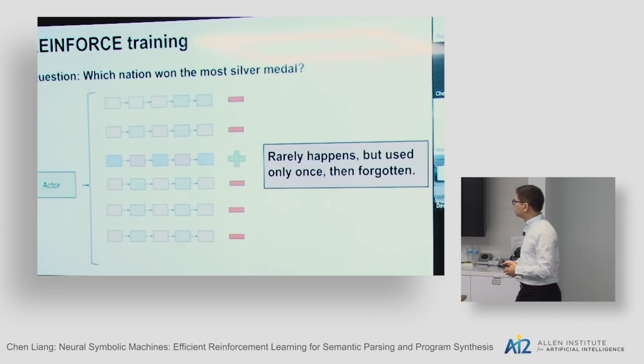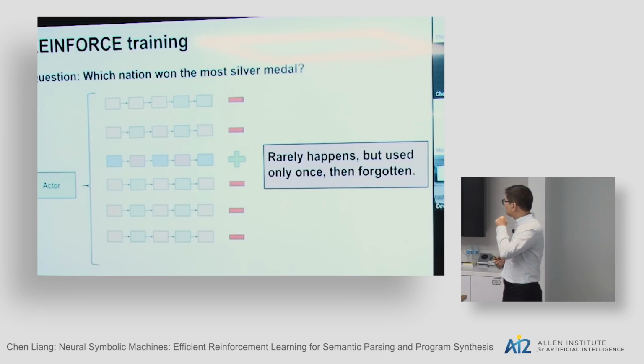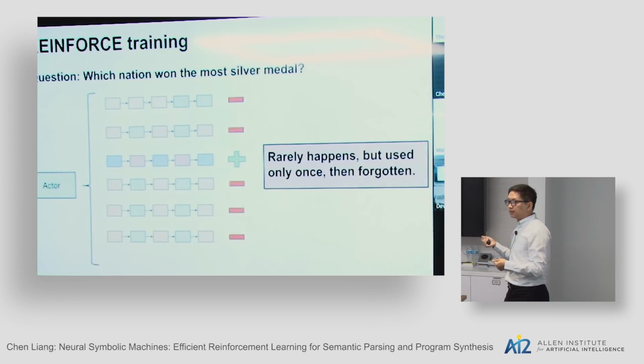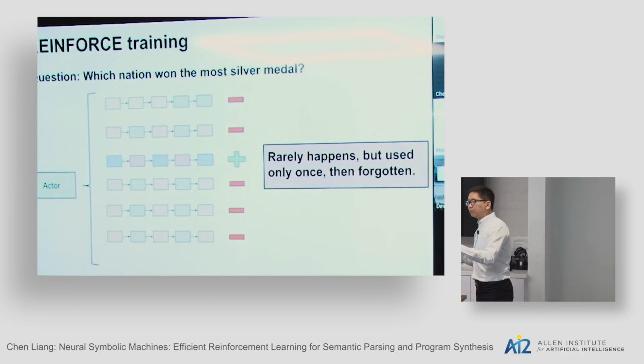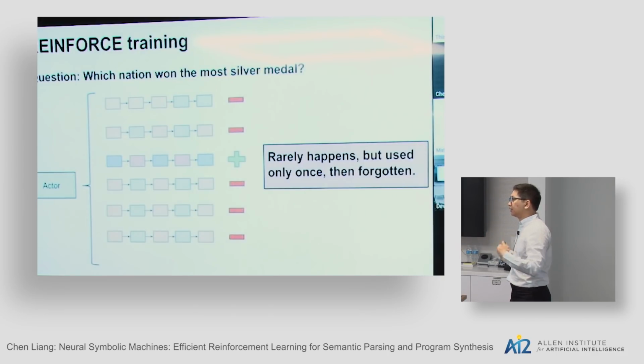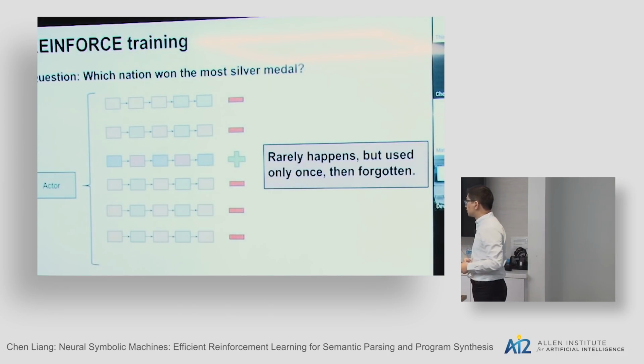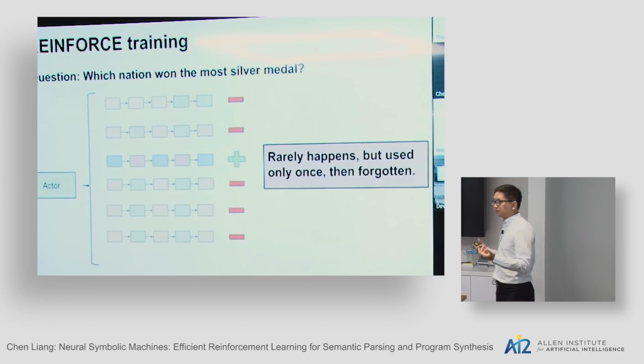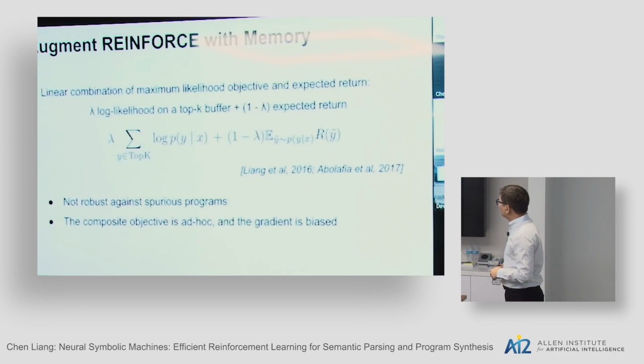And what's more problematic is, even if in one iteration the model got lucky and you sampled one good program, it is only used for training the model at that one step and then discarded, because reinforce is on-policy training. Each time you sample a bunch, you train, and then you discard that, and then you sample another bunch of samples. So the good ones rarely happen, but when it happens, it's used only once and then forgotten, which is really bad.